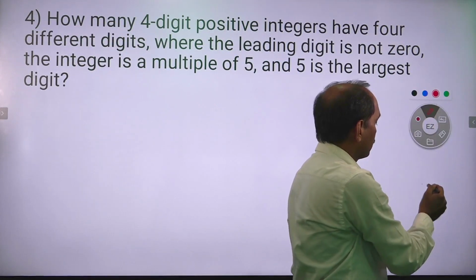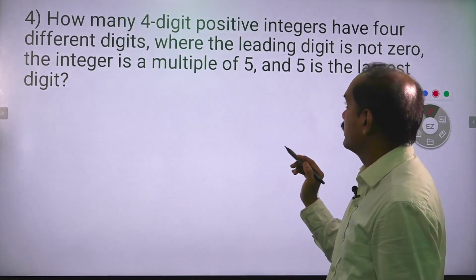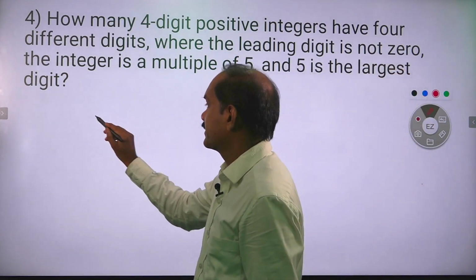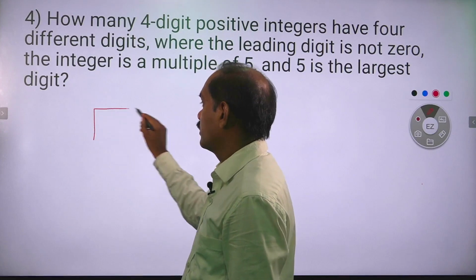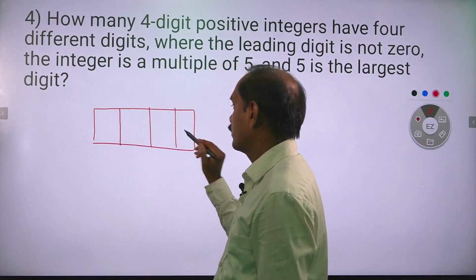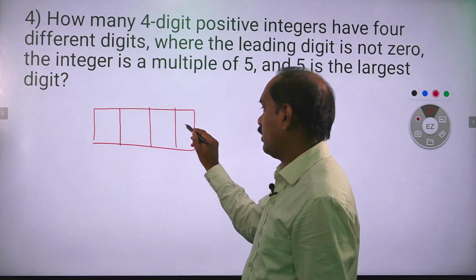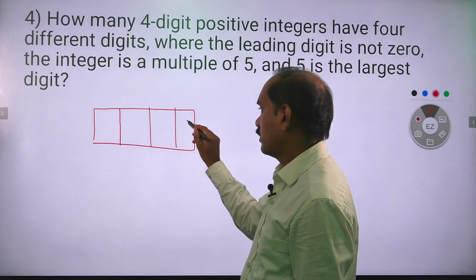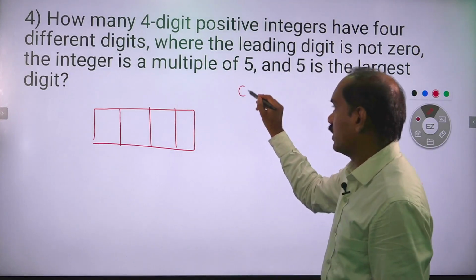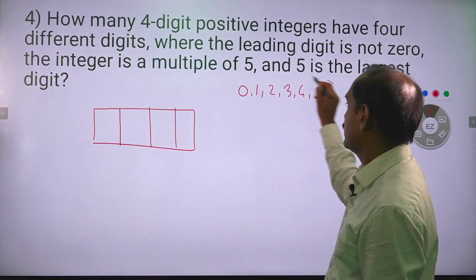Four-digit positive integers, four-digited, 1, 2, 3, 4 digited. So the digits allowed are 0, 1, 2, 3, 4, 5. These are the digits allowed.